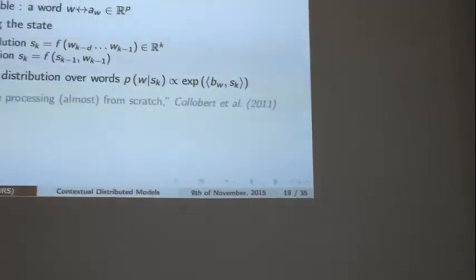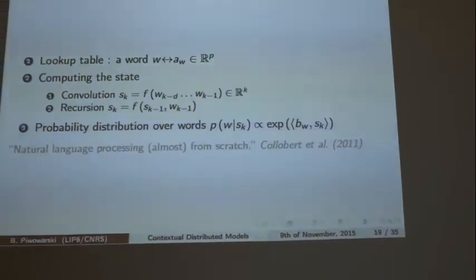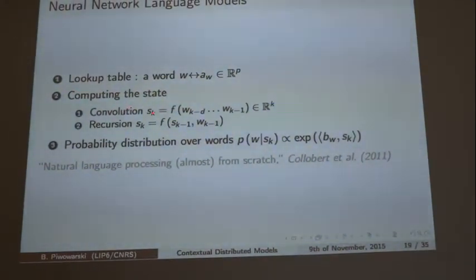And what you will do here is, first, if you want to predict the next word to appear in the sequence, you will use a lookup table, which basically gives you one vector for each word of the vocabulary. Then you will compute the state. Depending on which setting you are in, whether it's a recursive function of the state or a convolution network, you will compute the state, which depends on the representation of the words and maybe on the previous state. And this will be used in order to compute the probability distribution of the words in your language model.